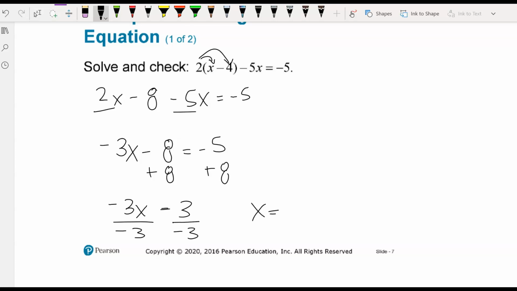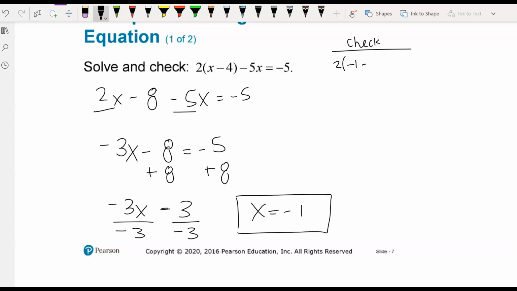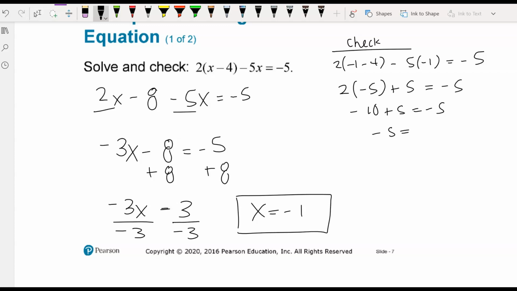So we get x equals negative 1. Now you can put this back in the original to check it if you'd like. So 2 times negative 1 minus 4 minus 5 times negative 1, and it should equal negative 5. So 2 times negative 5 plus 5, so negative 10 plus 5, so negative 5 equals negative 5. So it works.